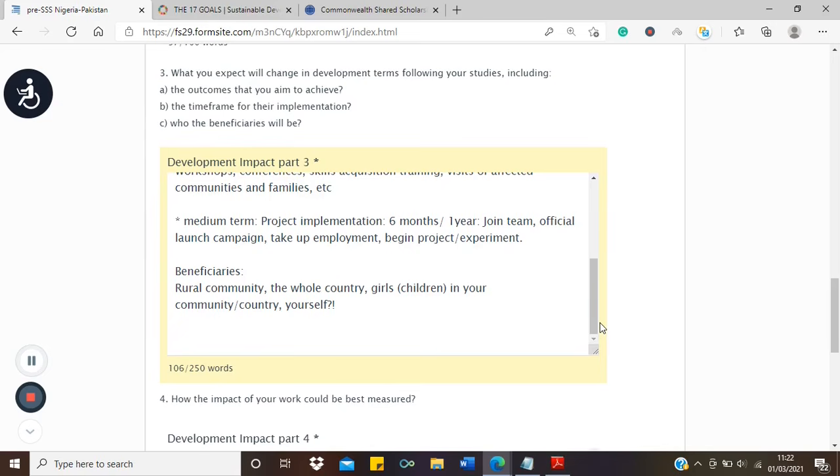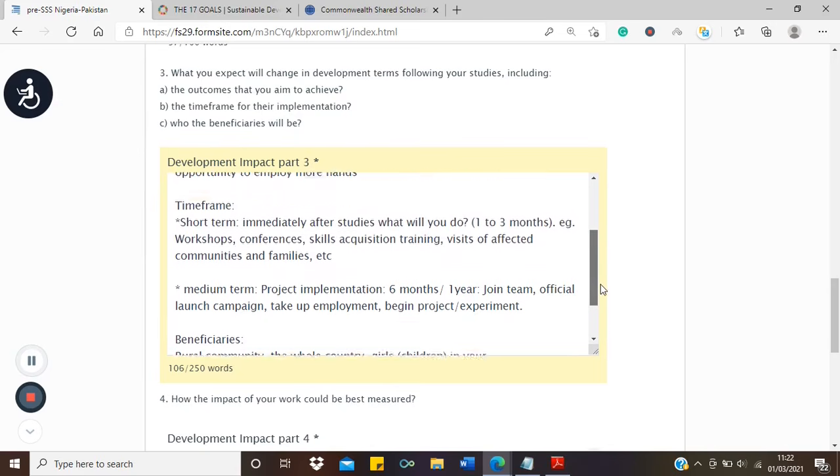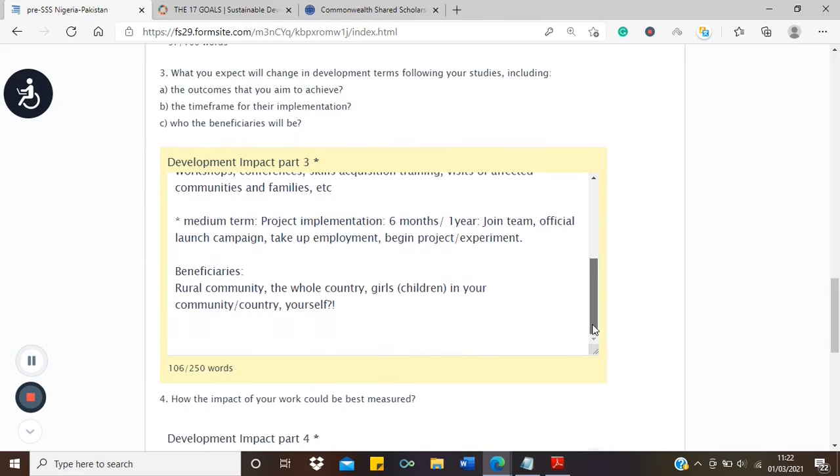So it depends on the project you engaged in. At first, I'll start with this for the first months I come. Then I'll move to this after 6 months. Then after 1 year, I'll move to the next stage, so there's a gradual but steady progression in the way I intend to implement this project. So remember question C, who are the beneficiaries?